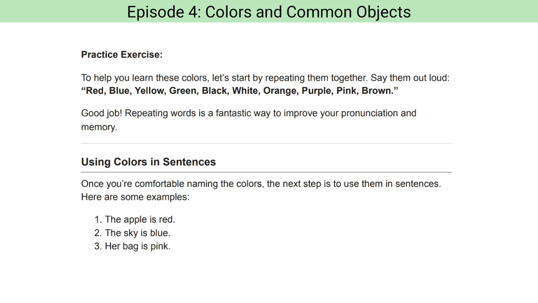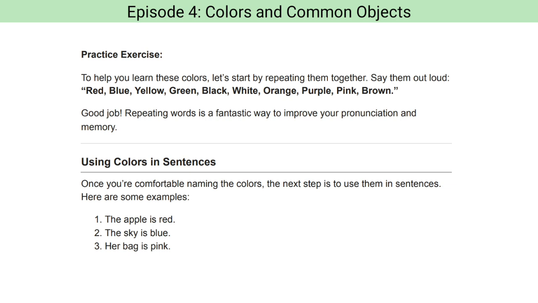Using colors in sentences. Once you're comfortable naming the colors, the next step is to use them in sentences. Here are some examples. 1. The apple is red. 2. The sky is blue. 3. Her bag is pink. Notice how the color words describe the objects. The structure is simple: the object is color.